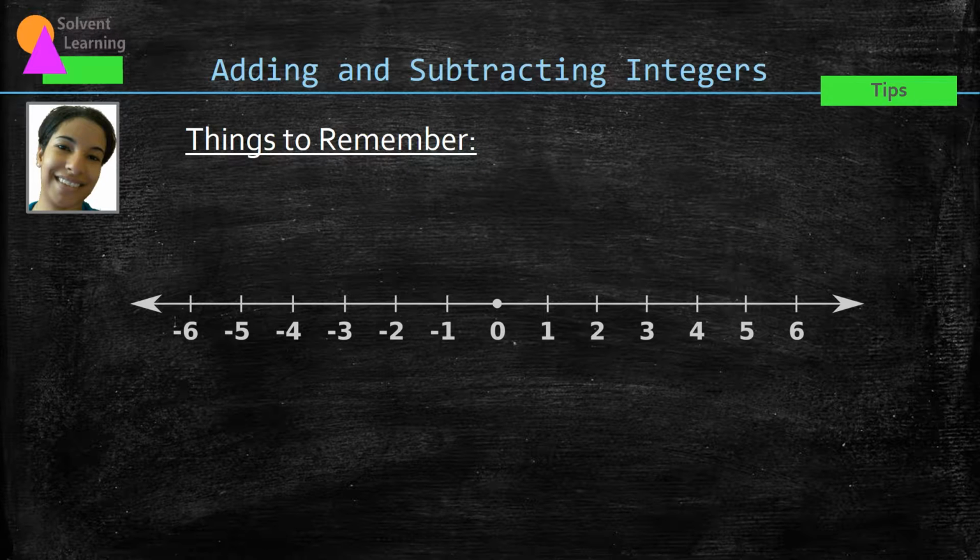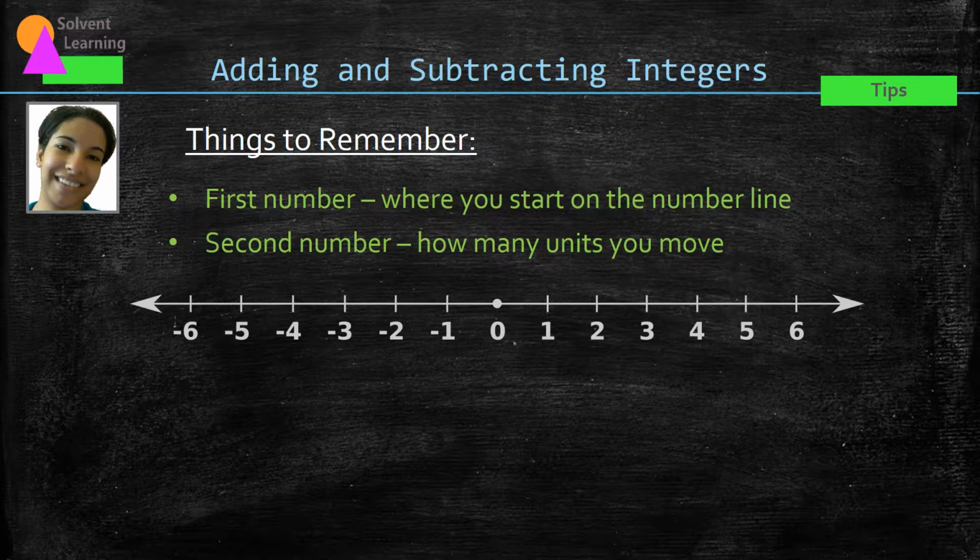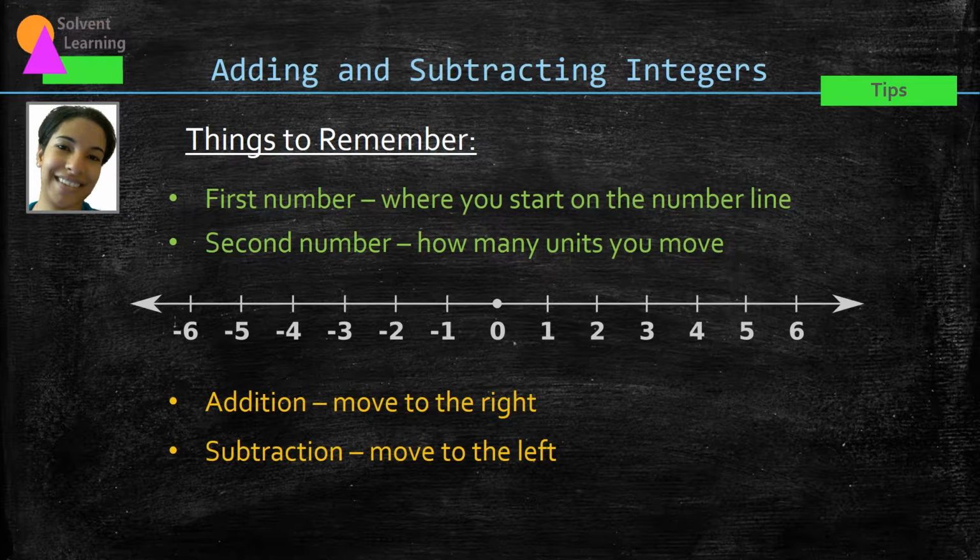Okay, here's a few things to remember when we're going through these problems using the number line. The first number in our problem is going to tell us where we start on the number line. The second number is going to tell us how many units we move along the number line. And then we just need to figure out what direction we're going to move. Either we're going to move to the left or to the right.